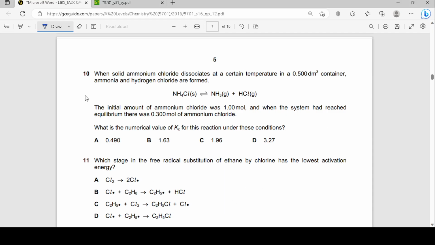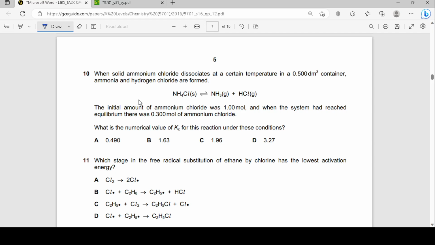When solid ammonium chloride dissociates at a certain temperature in a 0.500 cubic decimeters container, so it's not 1 cubic decimeter, it's 0.500 cubic decimeters, be careful about that. Container, okay, so then what happens? Ammonia and hydrogen chloride are formed, that's cool. The initial amount of ammonium chloride was 1.00 moles, and when the system had reached equilibrium, there was 0.300 moles of ammonium chloride. What is the numerical value of Kc for this reaction under these conditions?